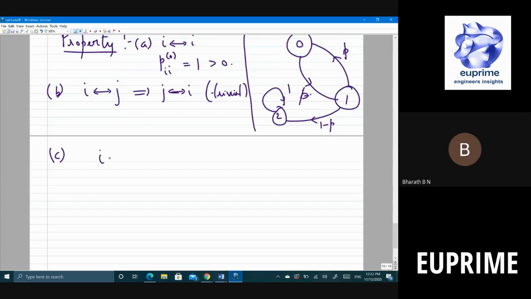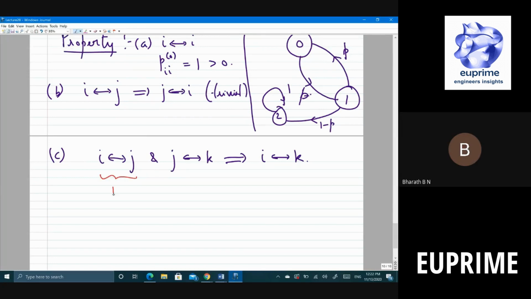If I communicates with J and J communicates with K, this implies I communicates with K. How do you prove this? What does this mean? This means that there is a path from I to J, that is, with non-zero probability after some steps k. So let me write this.